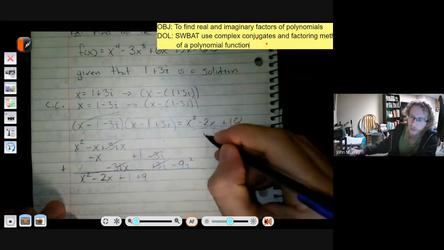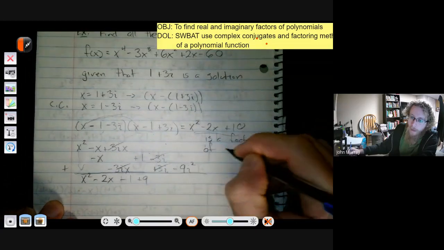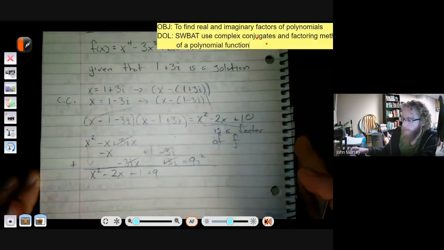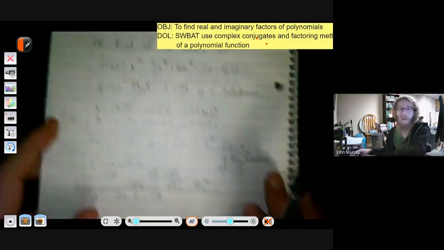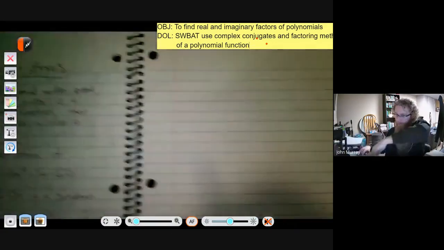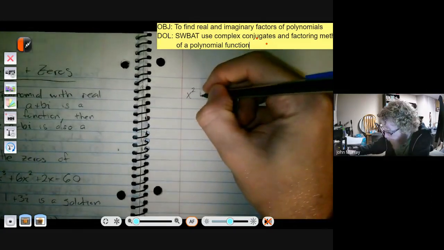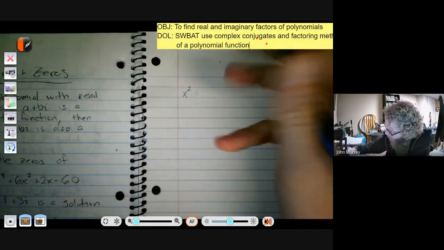Okay. So we know that this polynomial is a factor of f. So what do we do with that now? Well, we have to divide. I can divide into this to find the remaining factors. All right, so just give me a second. Now, we do have to use long division.